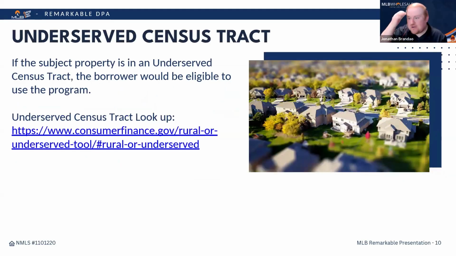And then the last one here is based on just squarely the home that they're purchasing. If the home that they're purchasing is in an underserved census tract, they can use the program just on that. So we don't even need to worry about those other categories I just talked about. The home itself qualifies them to use the remarkable DPA. So basically, these four categories, like I mentioned, they are designed to cast as wide of a net as possible to fit pretty much most people you could pull off the street. This is your starting point.